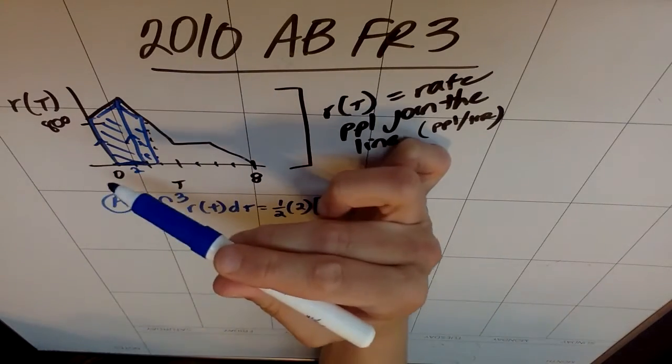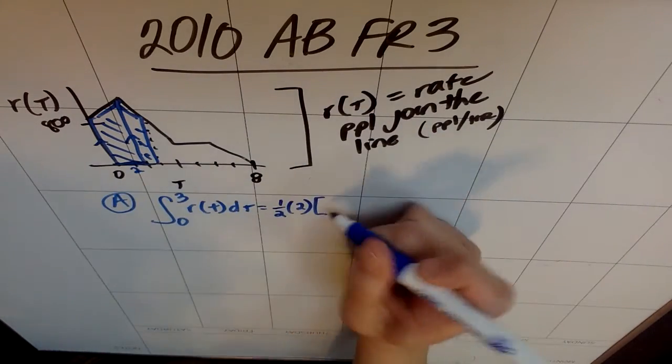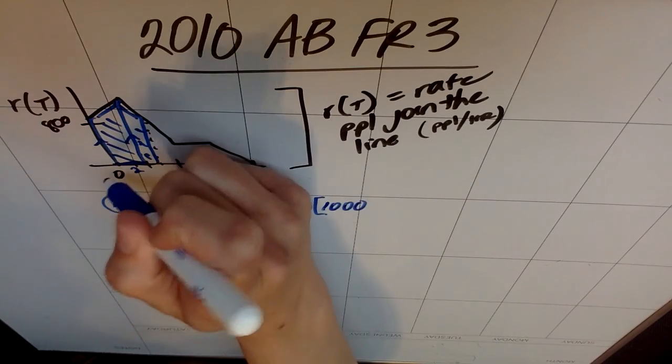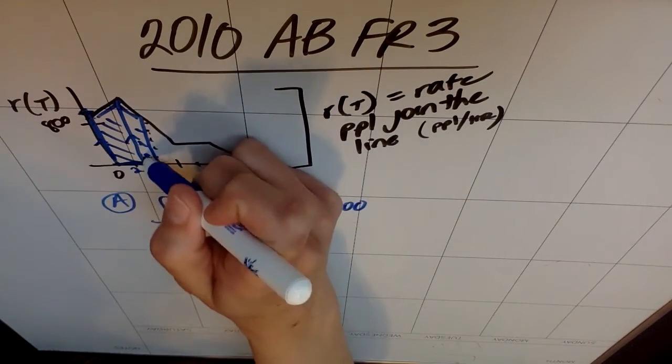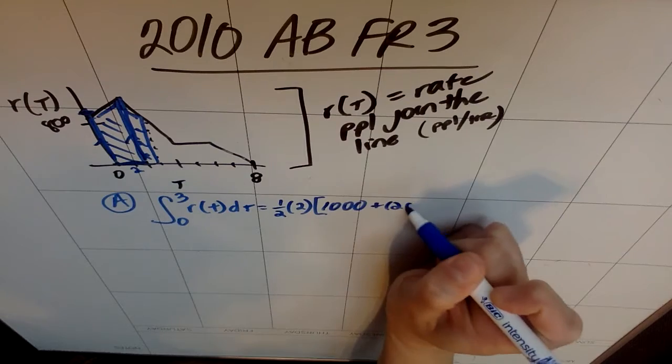Well, the one base on the graph, and I'm going to look at the real graph, not my graph, because my graph is bad, is 1,000. This is a 1,000 on the real graph, and this is a 1,200 on the real graph, right?